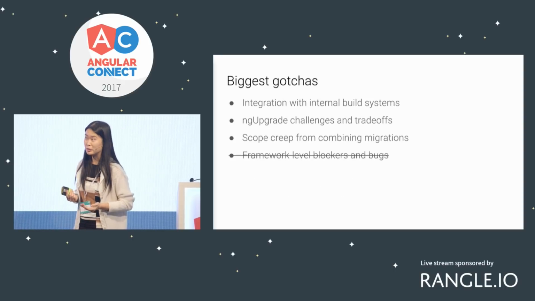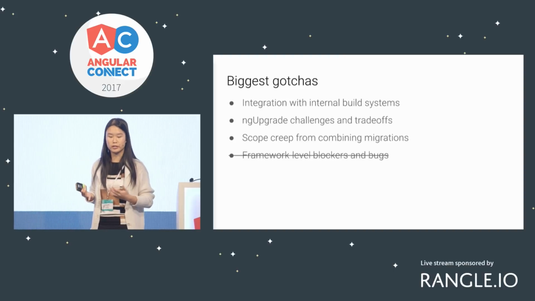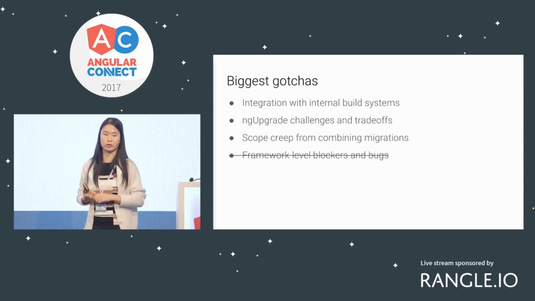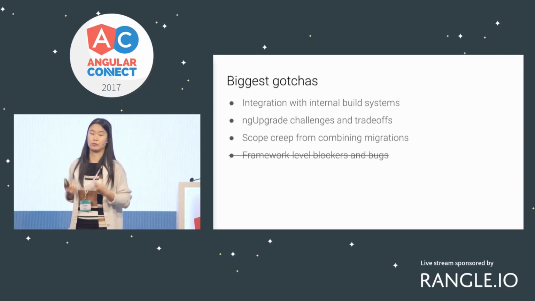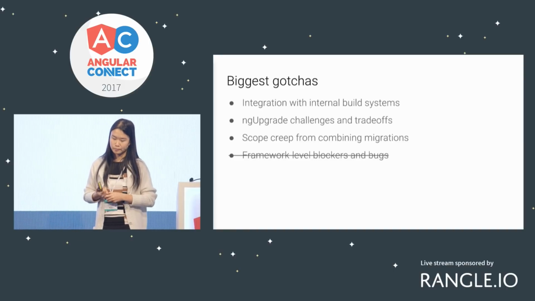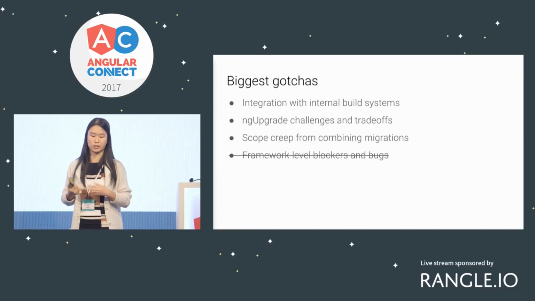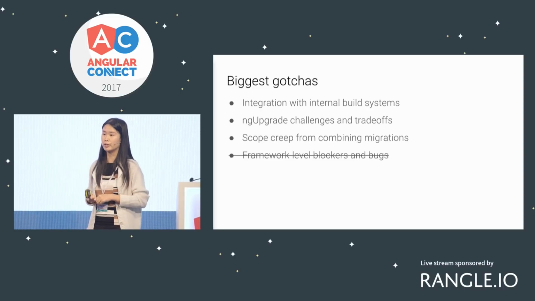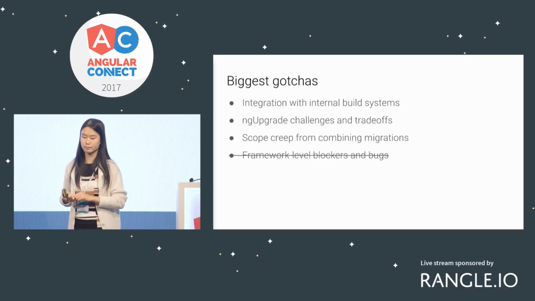Some of the things we wish we had known going in. So we glossed over this piece because it wasn't really super relevant, but we had a lot of trouble integrating with our internal build systems. And this is possibly also going to show up if you have your own internal build systems. Another thing we wish we had known is also the trade-offs that come with ng upgrade. As Jen mentioned, we did go in initially thinking we were going to use it pretty heavily, and then we ended up pulling back from that.